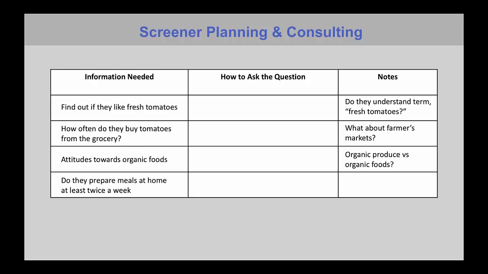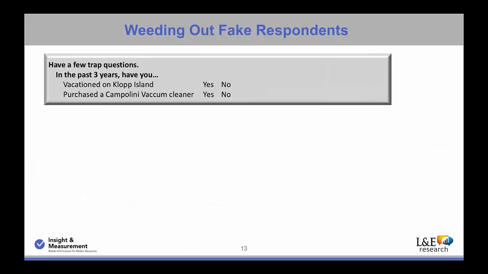They want to know, when they email me, or maybe we had a brief discussion, do they prepare meals at home at least twice a week? And I'm wondering if it matters if it's the respondent who prepares the meal or somebody else in the family. But the point is just going through this and then having the discussion before we go into writing questions is enormously helpful. Okay, weeding out fake respondents, and this is because everybody wants to know a little bit about this.